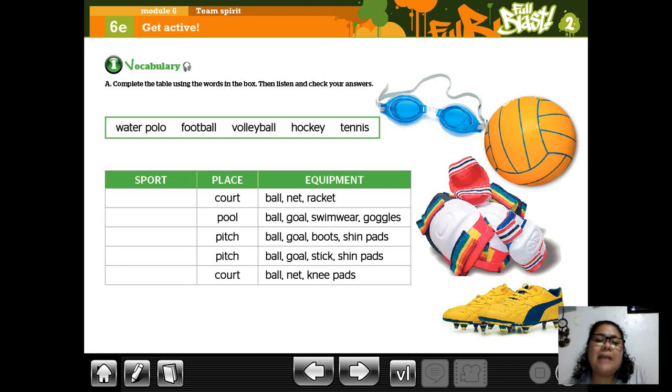So, the first one is a place, a court. The equipment, ball, net, and racket. So, what's the sport for the first one? Hockey? Not really, right? We have tennis. We need a net and a racket. Okay. Now, I'm going to give you 1 or 2 minutes to answer the other sports, and we're going to come back, listen and check. Okay. Entonces pausan el video, contestan el ejercicio y regresan para revisar respuestas.